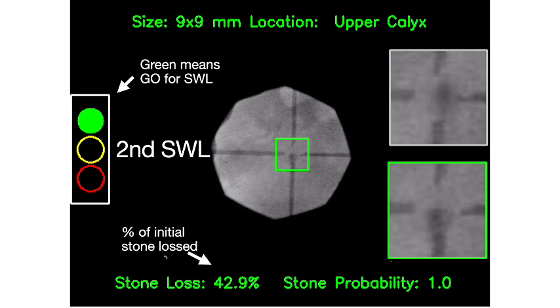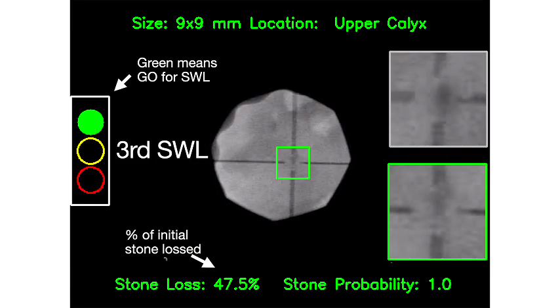Can we pause? I noticed that the stone image has shifted down relative to the crosshairs. Why does this occur? 2 reasons. First, the shockwaves actually impact the stone and can move it around. Second, the patient may move during shockwave treatment.